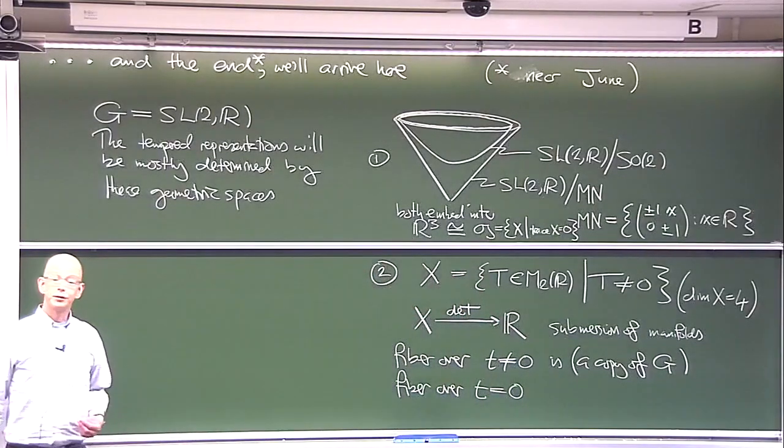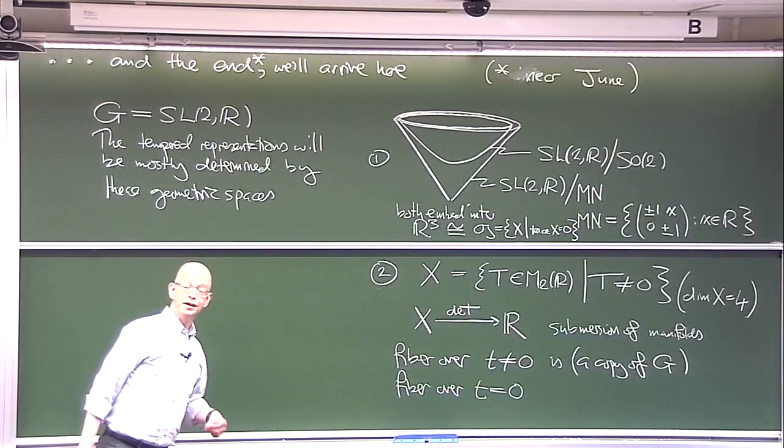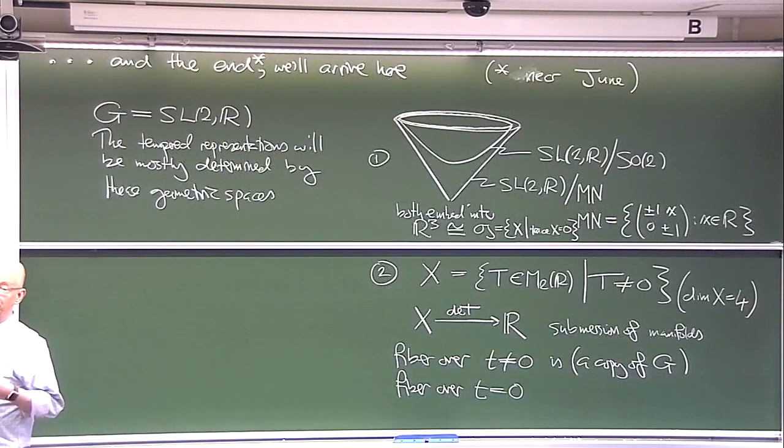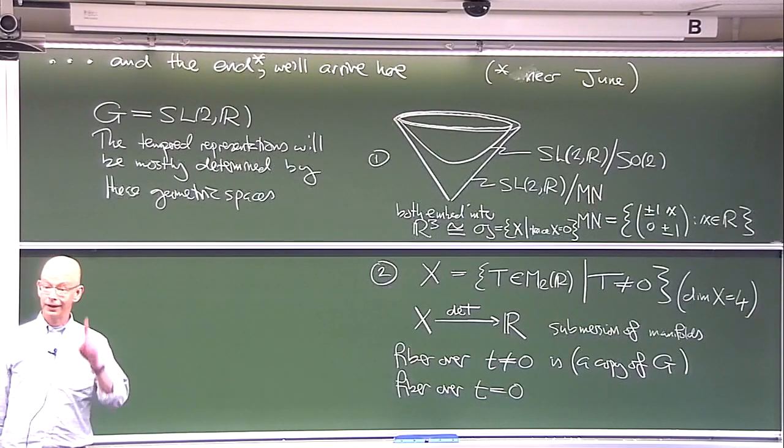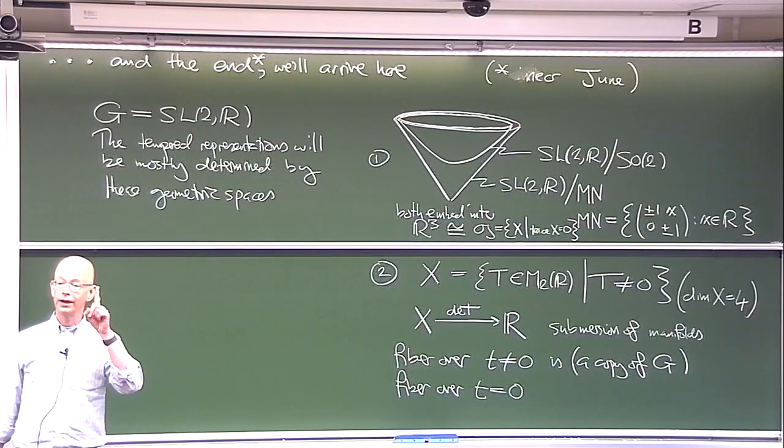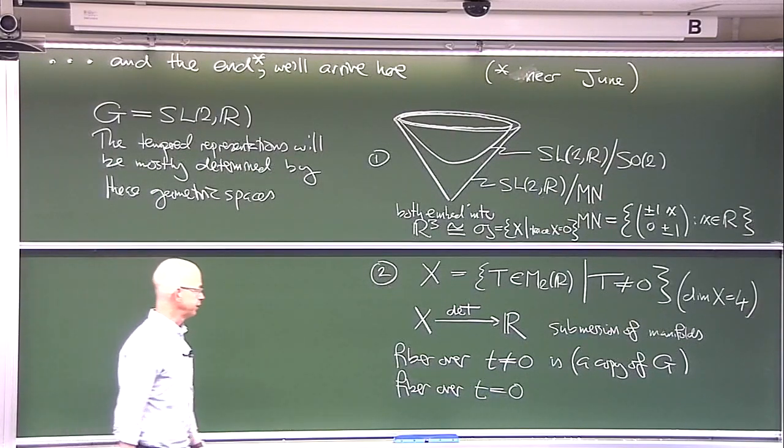Fiber over T is equal to 0. So these are the non-zero matrices which have determinant 0. So they're non-zero, but they're not invertible. In other words, they have rank exactly 1. It's the set of all rank exactly 1 matrices.